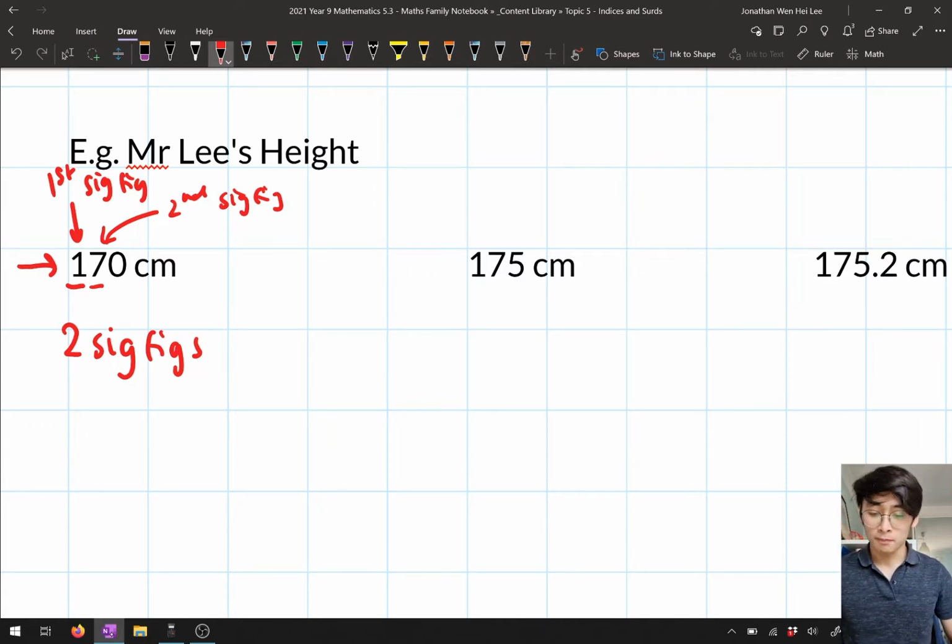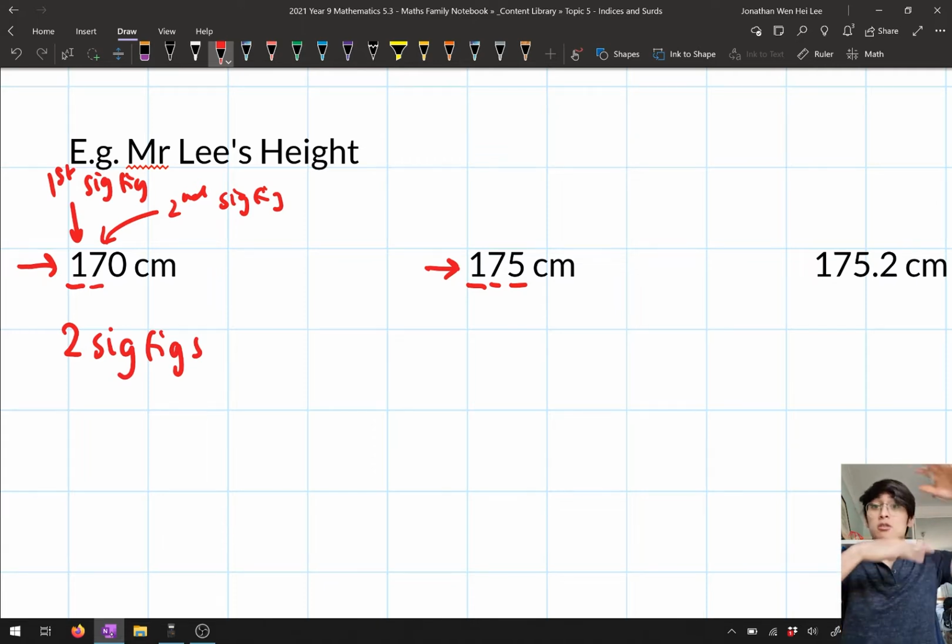Now, the next measurement I've got is 175 centimeters, which is roughly how tall I am. If we wanted to count the significant figures, we start from the left and go to the right. 1 is our first significant figure, 7 is our second significant figure, and we've got this third significant figure of 5. We've included that 5, which gives me a little bit more accuracy in my measurement.